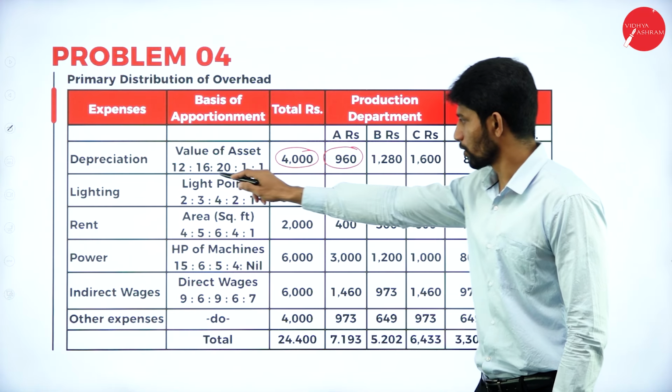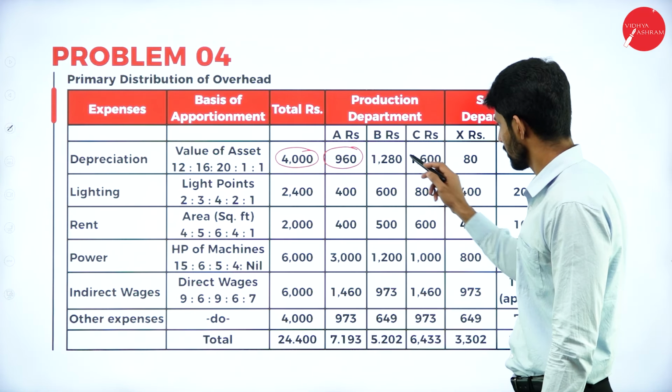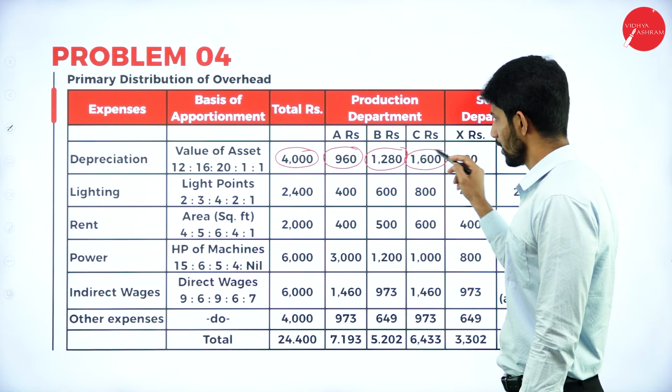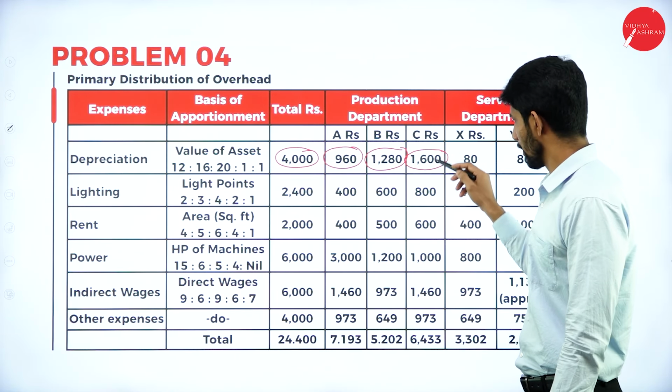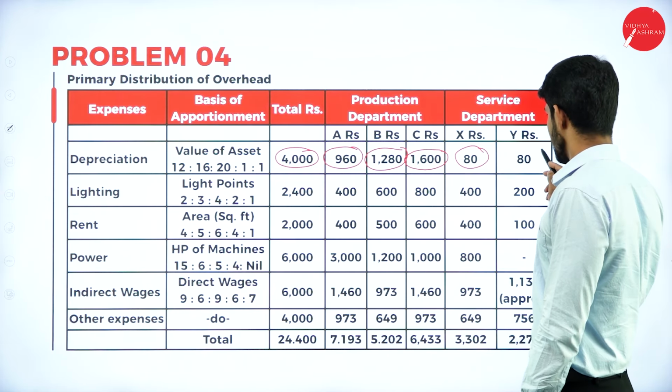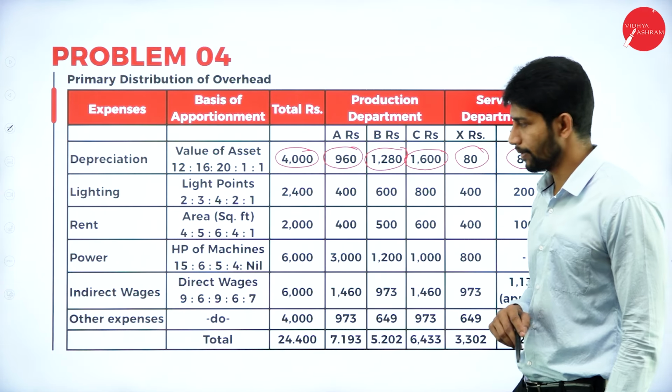Next, 4,000 into 16 divided by 50, how much will you get? 1,280. Next, for production department C, it is 20 by 50, you will get 1,600. For production service department X, 80, service department Y, 80.